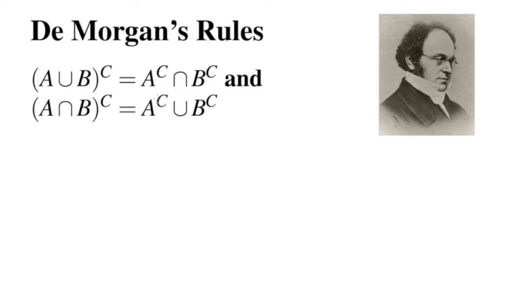So, what do De Morgan's rules actually say? Basically, De Morgan's rules are about the connection between the union and the intersection operators and how they can be defined in terms of each other. So let's have a bit of a look at how it all works. The basic way to understand De Morgan's rules is by this. So let me just write it out.